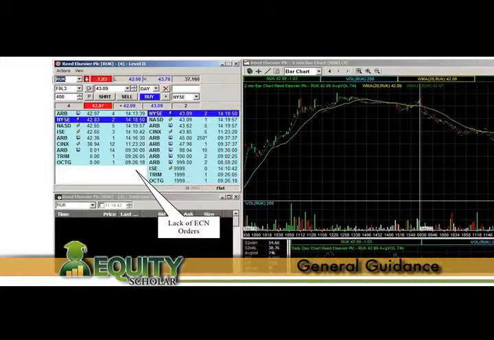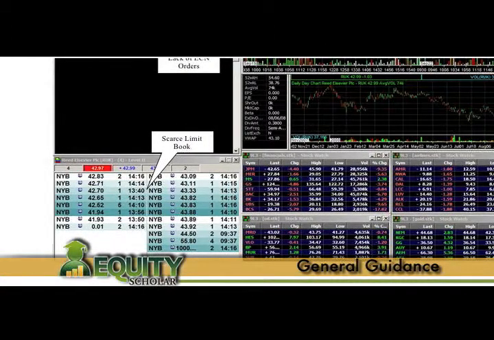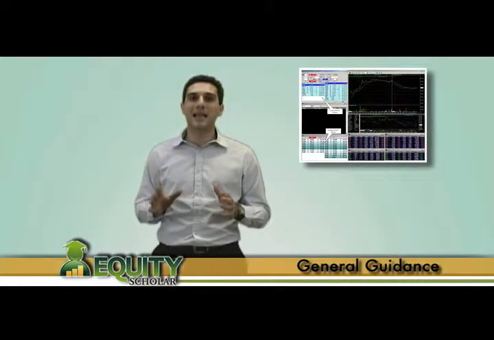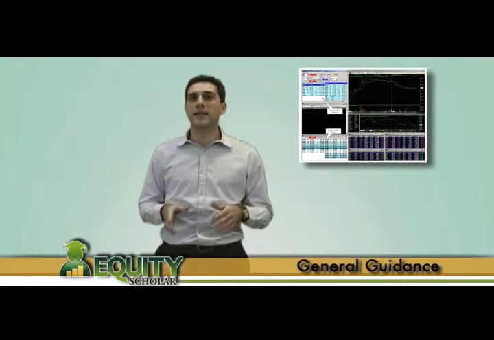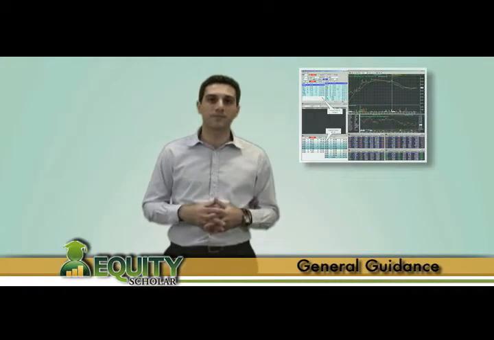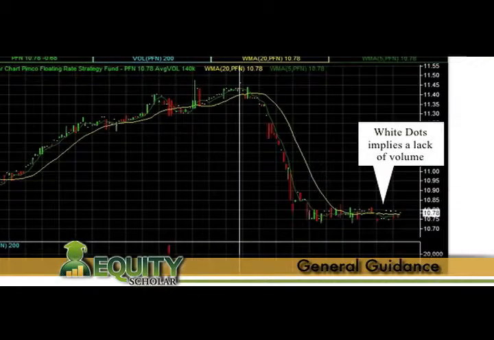Next, we see a stock that has only a few limit orders near the current quote price. This instantly lets us know that there is a lack of liquidity, and as a result, there is more likely a lack of action in the stock as well. From this next stock, we see a stock chart filled with white dots instead of green and red bars. This implies a lack of volume and should definitely be avoided.